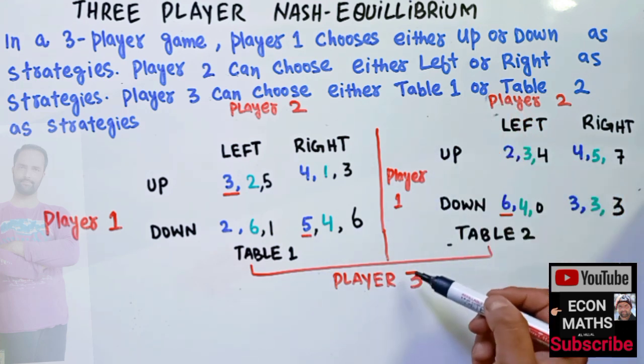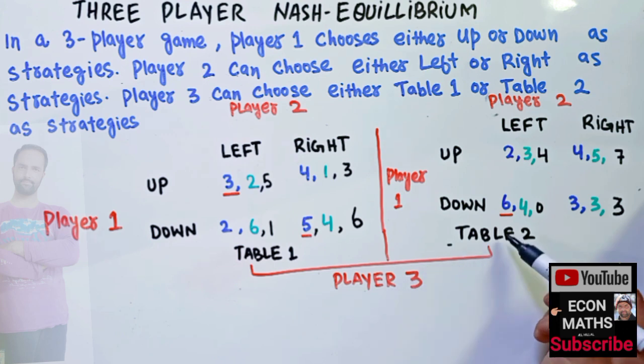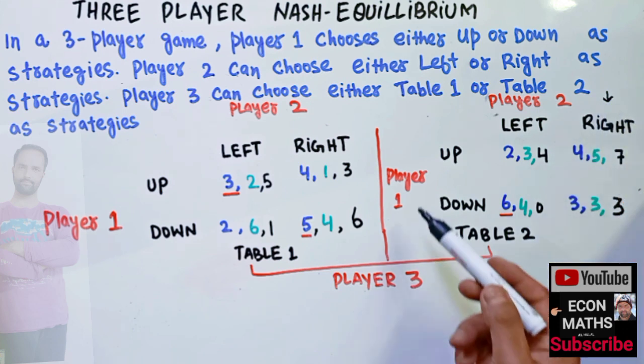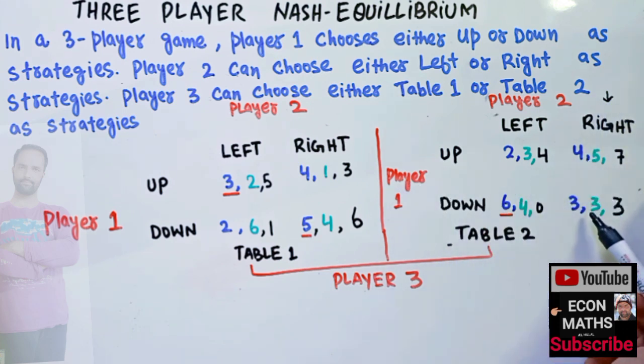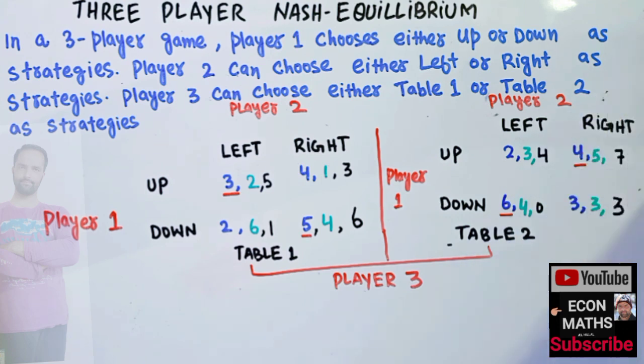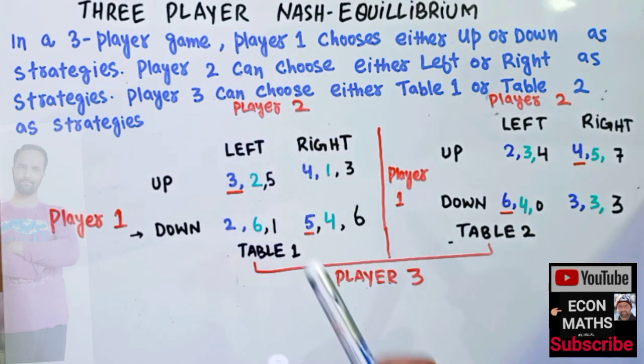Again, if player 3 chooses table 2 and this time player 2 chooses right, what are the options for player 1? Either to go up or down. Up gives him 4, down gives him 3. Obviously he will choose 4. Okay, so we are done with player 1. Now let's take player 2 into consideration.